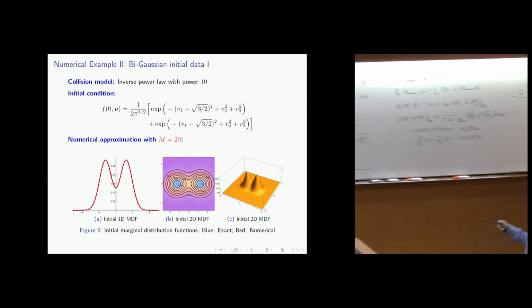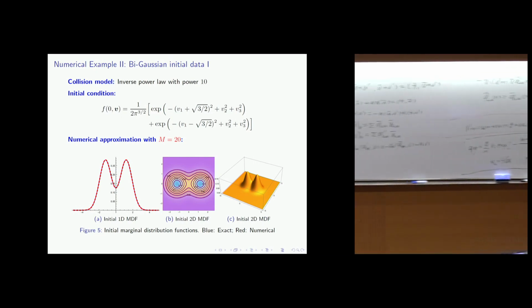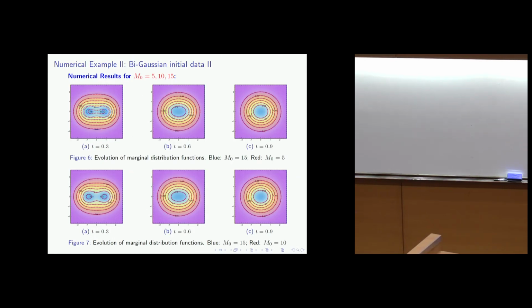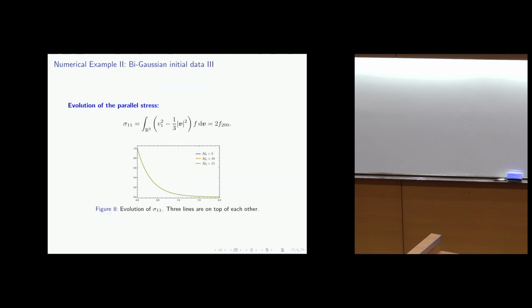Okay, second numerical example. This doesn't have any exact solution, but I just want to show that I use different m naught to do the simulation. It converges very quickly. And this also shows very good convergence for the interesting stress tensor.